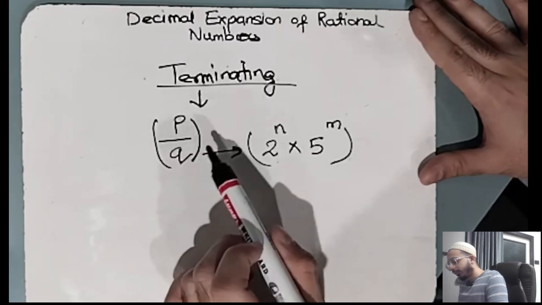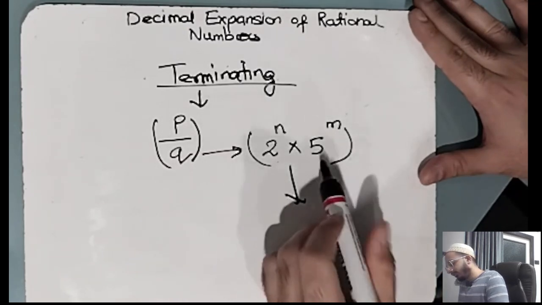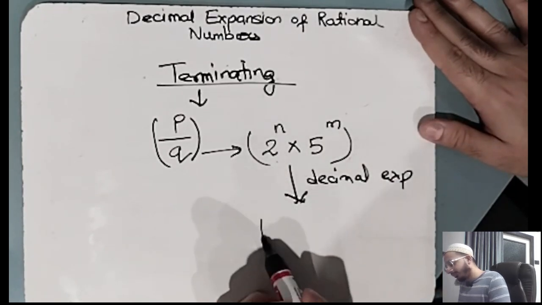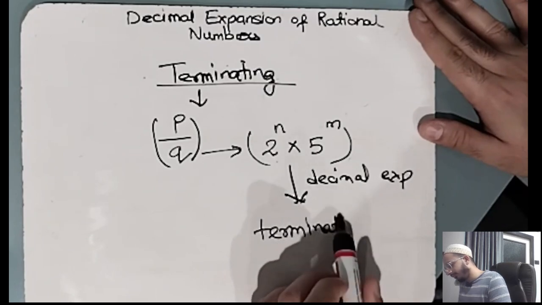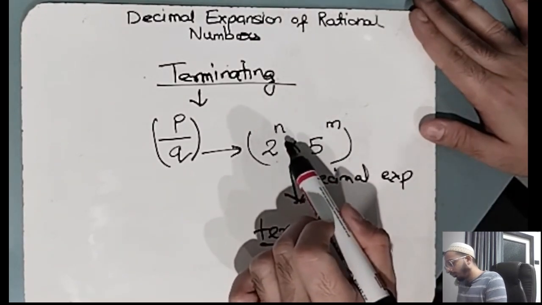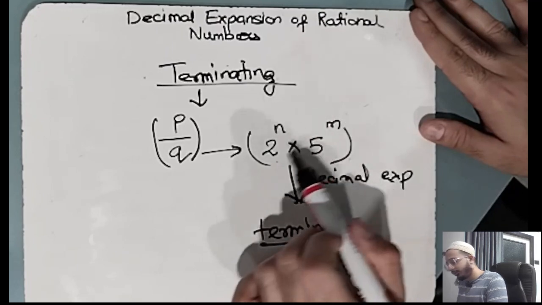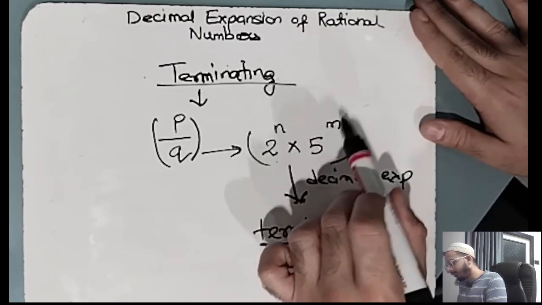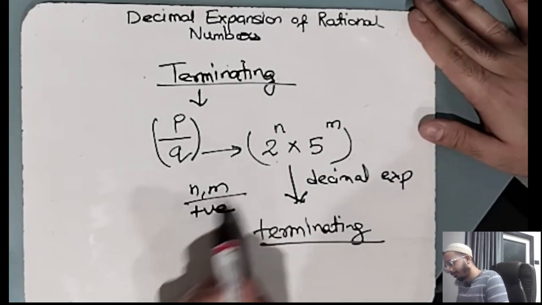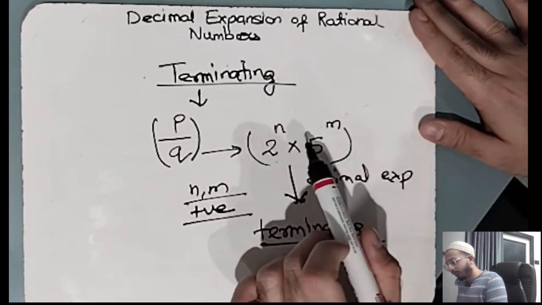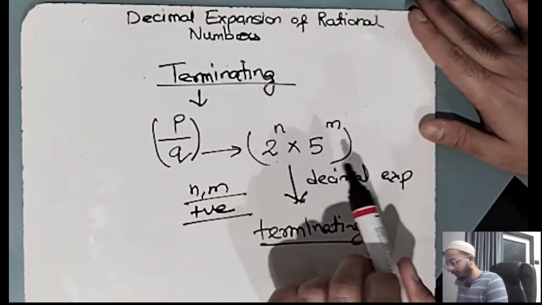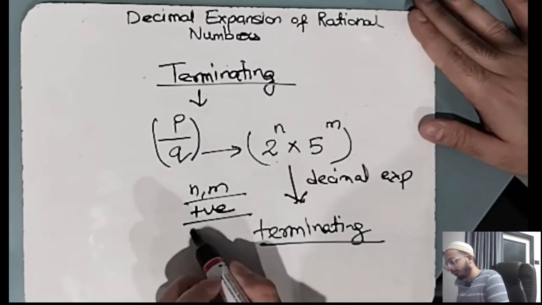If you have this kind of rational number, then the decimal expansion of this rational number must be terminating. It must end. Now here 2 raised to the n and 5 raised to the m, which means that 2 can be multiplied any number of times and 5 can be multiplied any number of times, and n and m both should be positive, obviously, because if it is negative, you will get a decimal number. But here we are only talking about the prime factors. So n and m both should be positive integers.